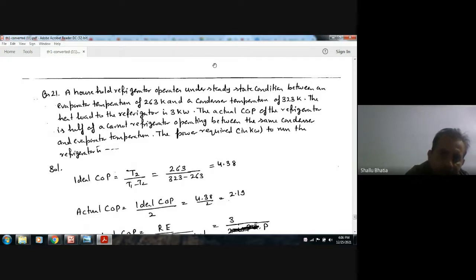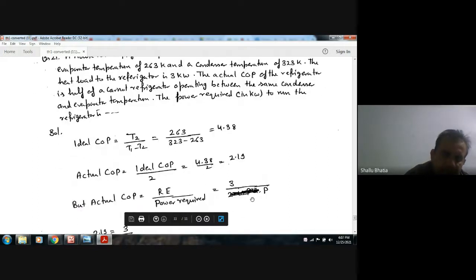Here the condenser temperature is 323 and the evaporator temperature is 263. So the ideal COP will be, since it is a refrigerator, the evaporator temperature, the minimum temperature, in the numerator: 263 divided by (T1 minus T2). So the Carnot COP will be 4.38, but the actual COP is half of the Carnot COP, so 4.38 by 2, that is 2.19. So this is the actual COP.